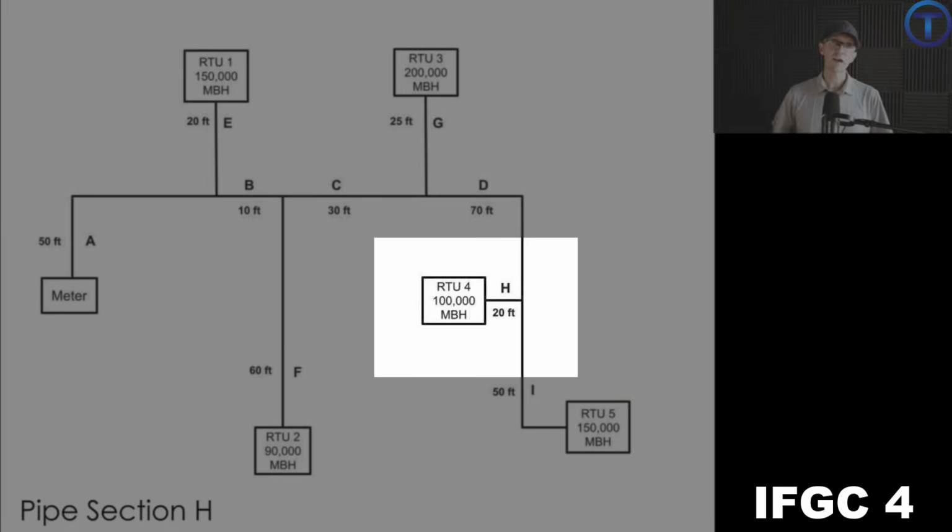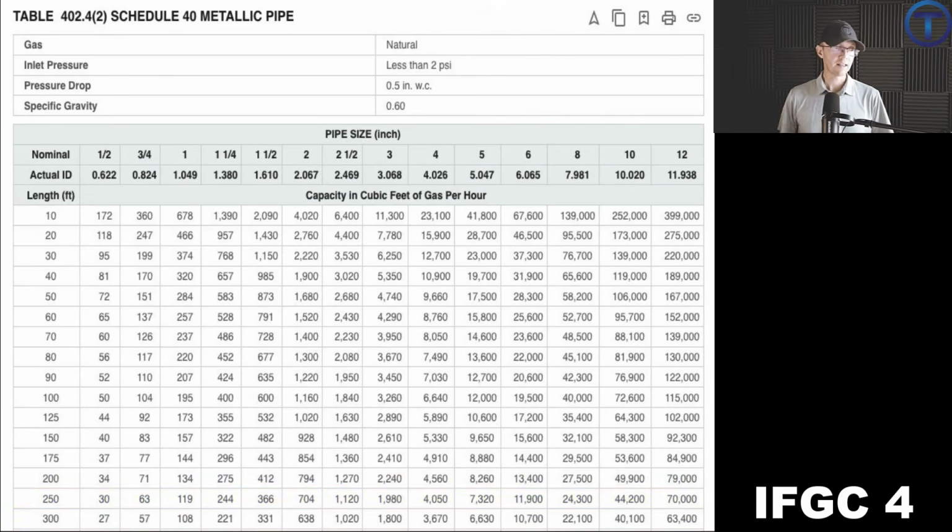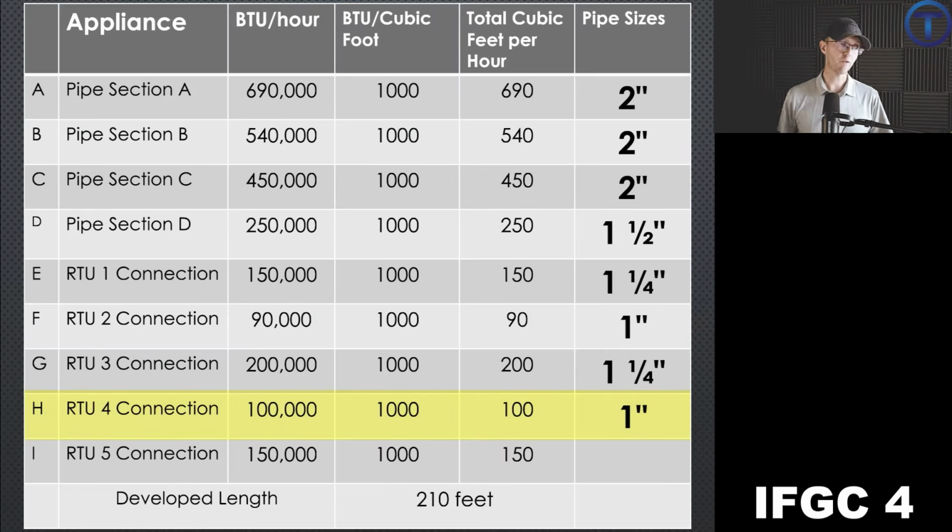H has 100,000 BTUs or 100 cubic feet per hour. So we come across on our line 250 with 100. It's more than 63. It's less than 119. We can go up to the top there and find we've got a 1-inch pipe. So we have 1-inch for rooftop unit 4.